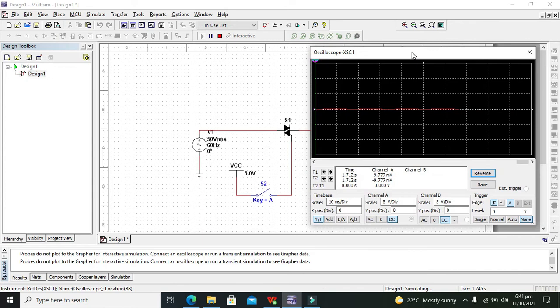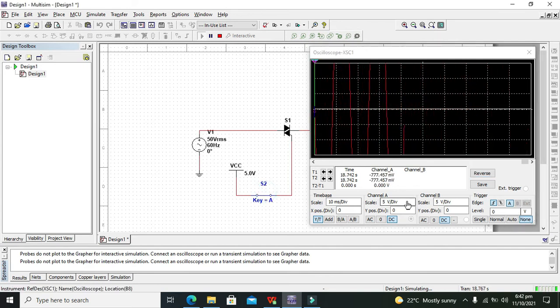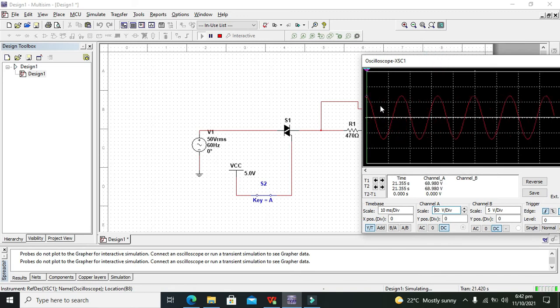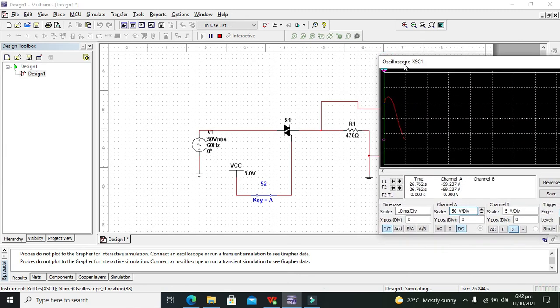Now you can see that as there isn't any signal on the gate pin, we cannot observe any voltage on the resistor. So we can press it out. Okay, now you can see that we have the AC signal. With just a simple positive voltage, we are able to get an AC signal on the load.